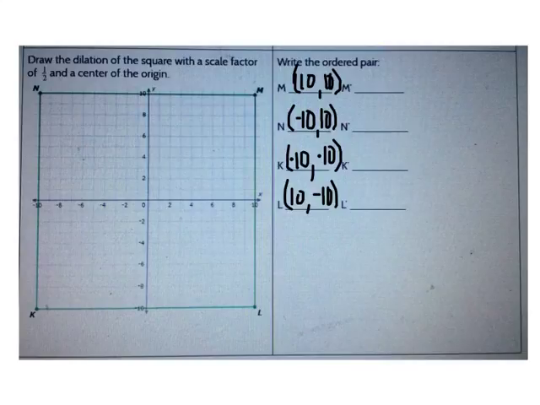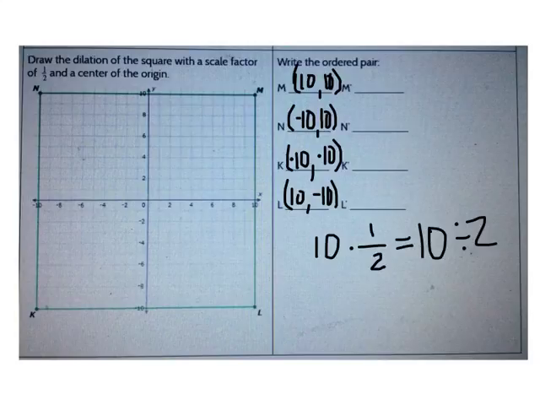To find the new points, I can multiply each coordinate by the scale factor of 1/2. What's 10 times 1/2? Remember, it's the same as 10 divided by 2. It's 5, so the x-coordinate for M prime is 5. The y-coordinate is also 5. So I can graph M prime at 5, 5.